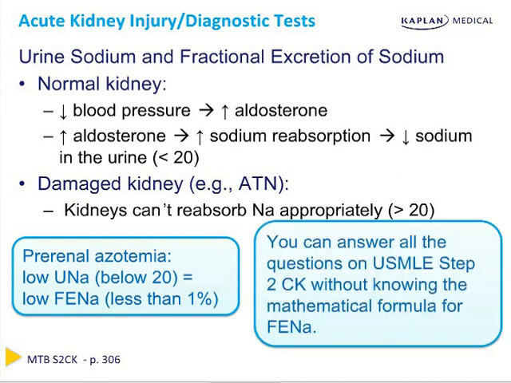The nice thing to know is that you can answer all questions on the USMLE Step 2 without knowing the mathematical formula for FeNA. I don't even know it. In the wards, we usually use our MedCalc and calculate it when we need to. So for the USMLE Step 2, just remember the cutoffs. Urine sodium less than 20 and FeNA less than 1%.